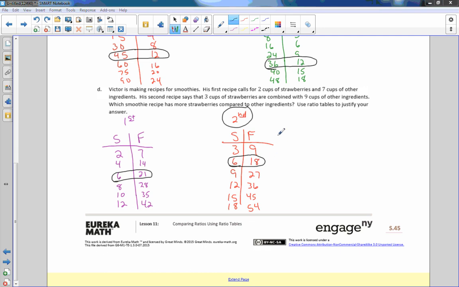We could also do total ingredients here to justify. So total ingredients, 18 plus 6 is 24 ingredients. And if I did a total of ingredients over here, that's 27. Okay, so there's more strawberries per ingredient. So 6 out of 24 parts instead of 6 out of 27.